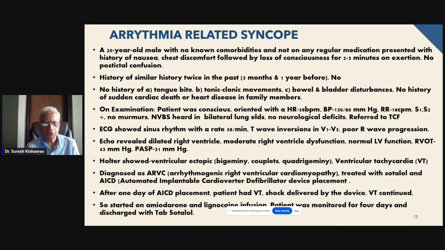History of similar episodes twice in the past, about 5 months ago and 1 year ago, was noted. There was no history of tongue bite, any tonic-clonic movements, or bowel and bladder disturbances. There was no history of sudden cardiac death in the family or any heart disease.